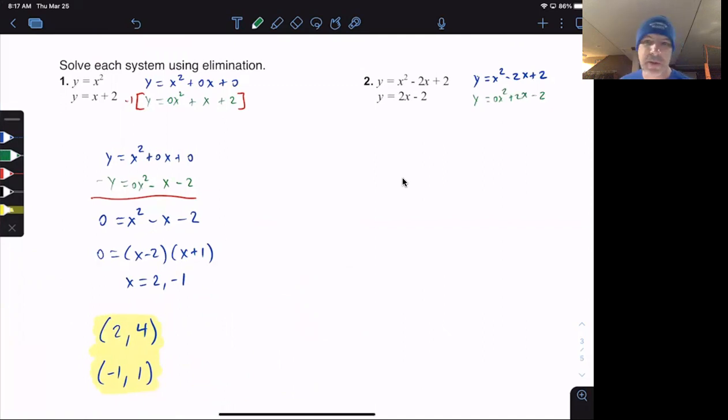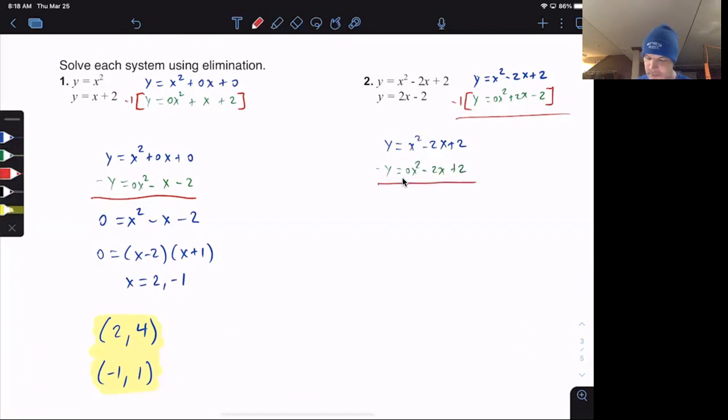On this problem, if we wanted to, we could just add them the way they are, but it would still be a little bit complicated. So I think we should always probably do the same method, which is run a negative 1 through, and that will give us y equals x squared minus 2x plus 2. That's the top equation. The bottom one becomes negative y equals 0x squared minus 2x plus 2. And then we can add them together.